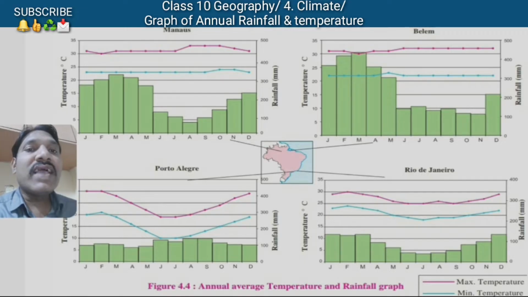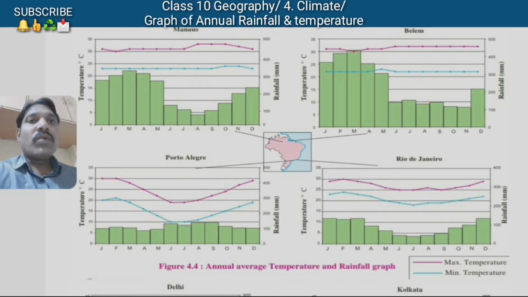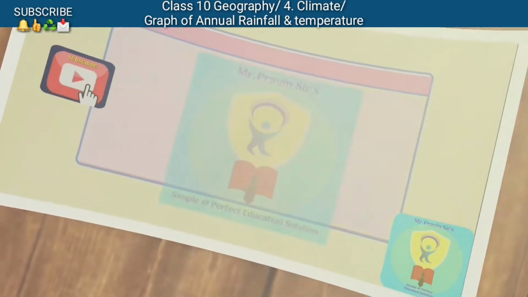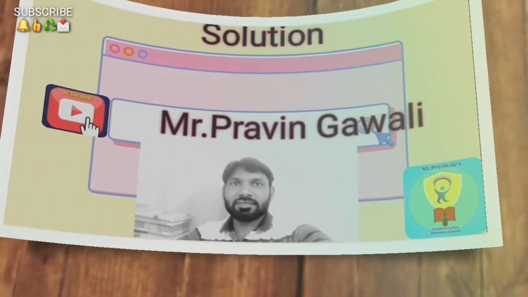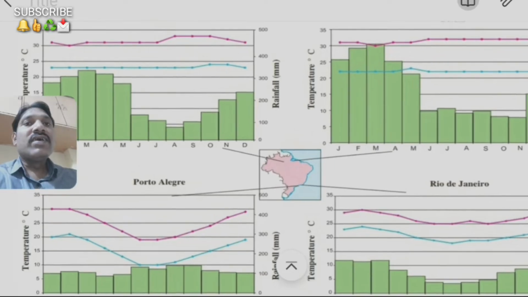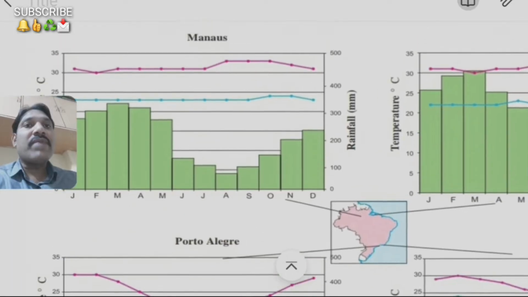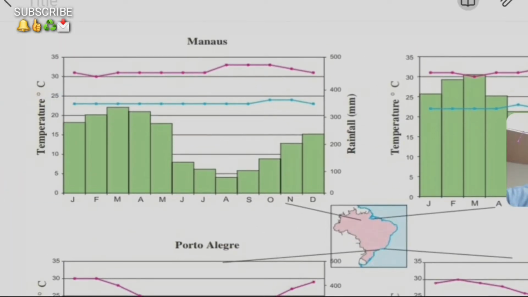Students, here we can see figure 4.4, annual average temperature and rainfall graph. Four cities are given here: Manaus, Belém, Porto Alegre, Rio de Janeiro. One by one, let's try to understand the graph of each city. So first of all, let's try to understand the graph of Manaus city.